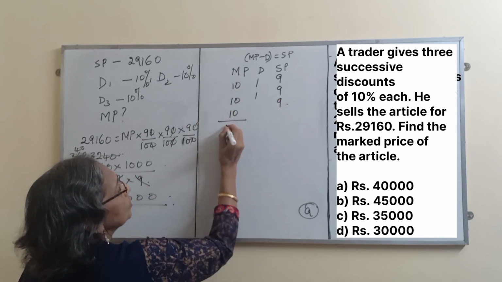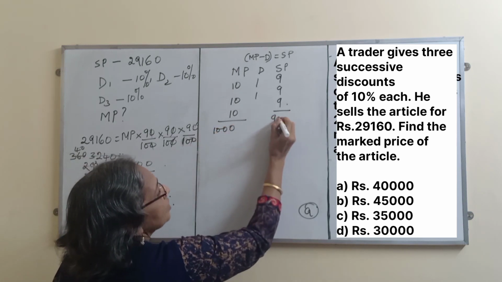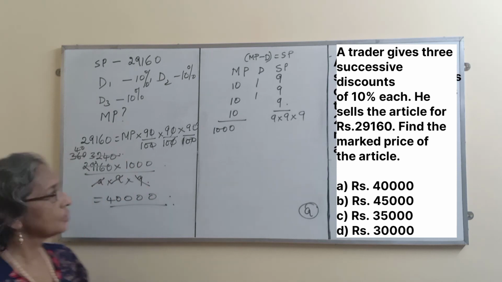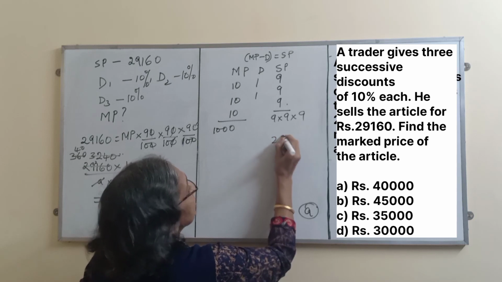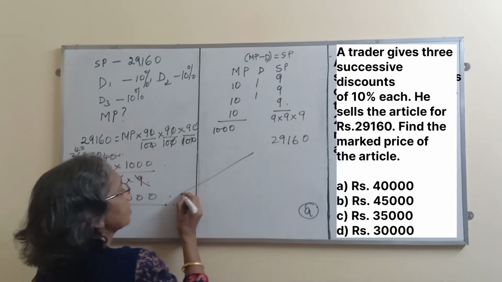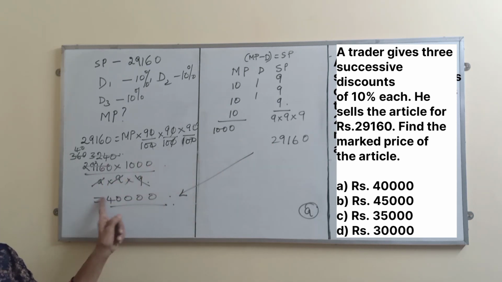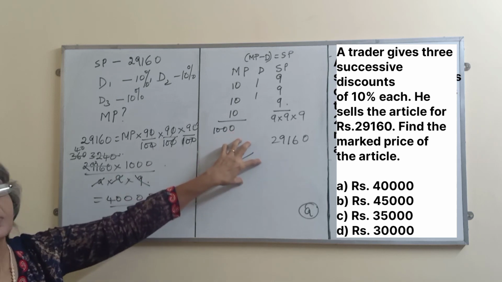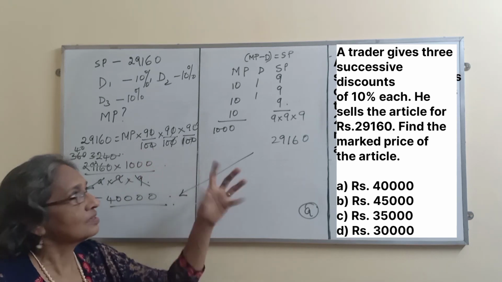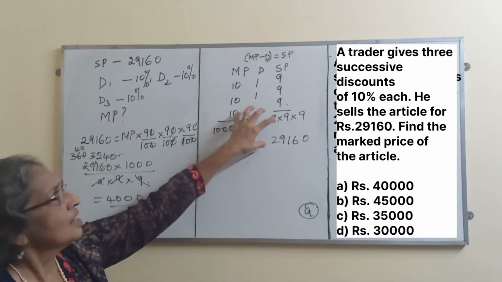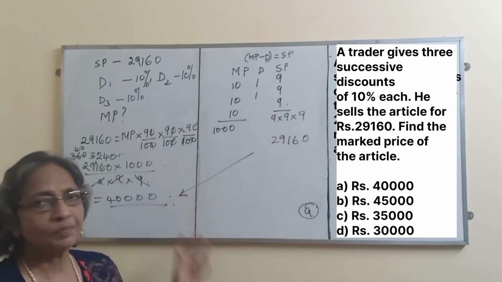Okay, so my total discount here is this much. And 9 into 9 into 9. I will not multiply it because I didn't do it here also. And now you know what you have. You have your SP as 29160. So this comes out to be the same thing here. 29160 multiplied by 1000 into 9 into 9 into 9. So whether we do it by the ratio method or whether we do it by the formula method, you'll get the same answer. It is up to you which method. I find this method easier. You can go ahead and do any of the methods.